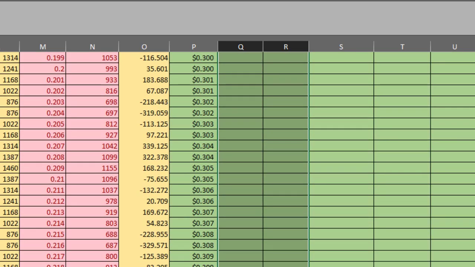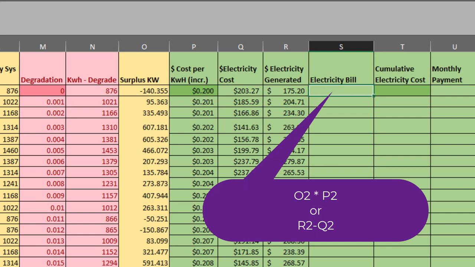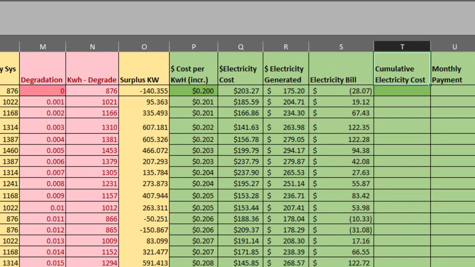So we can copy that all the way down. Our electricity bill, we can calculate two ways. One would be to multiply the kilowatt hours by our surplus kilowatt hours, and that would give us a number, or we could simply subtract R2 minus Q2. That gives us a deficit, an outflow of our money, of $28. Copy that to the rest of the column.